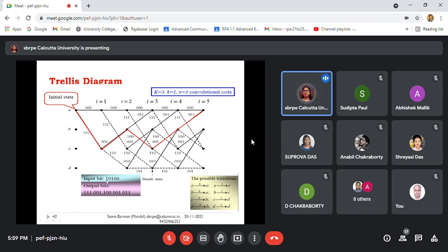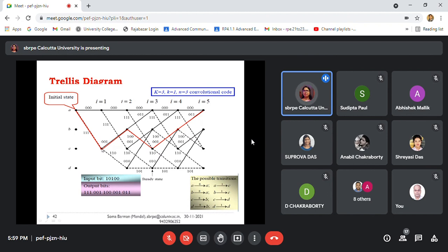If input 1 is coming, obviously you have to go the lower path instead of the upper one. So here go the lower path. It is C. And in this path, what is the output branch? 1, 1, 1. So for the 1 bit, the output branch is 1, 1, 1. Now the next stage, what bit is coming? 0. So if 0, obviously it will go to the upper path.